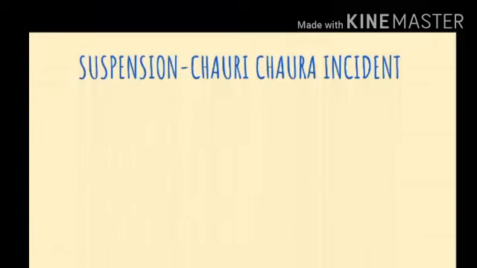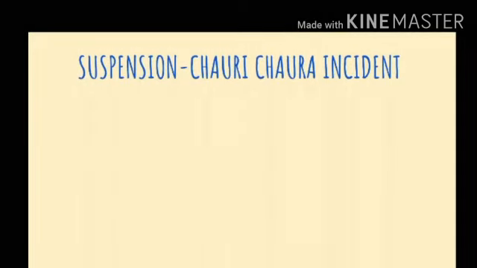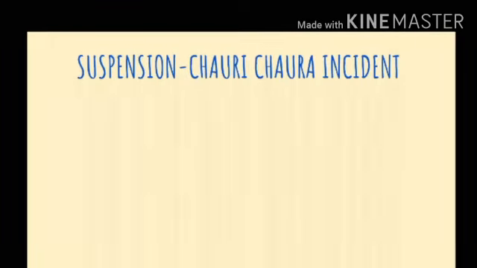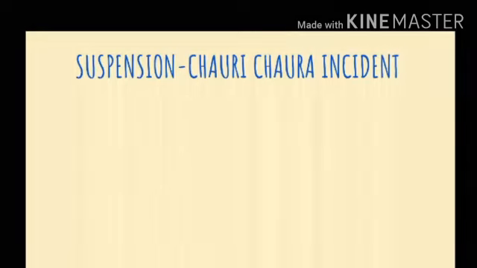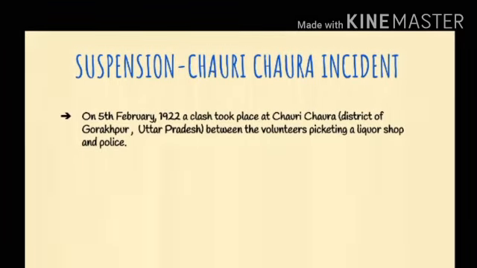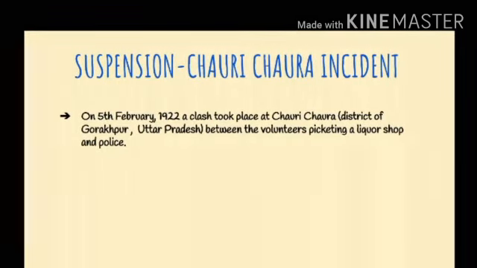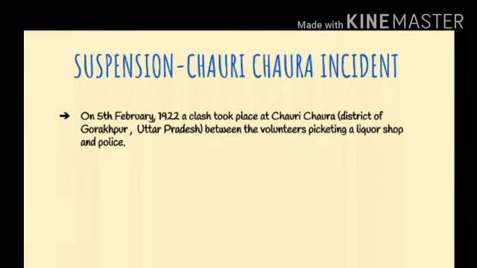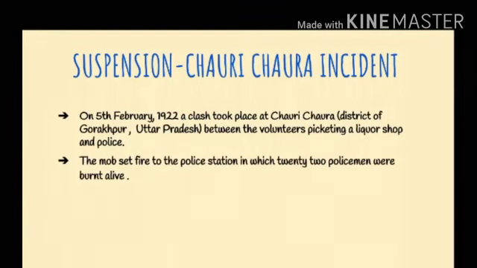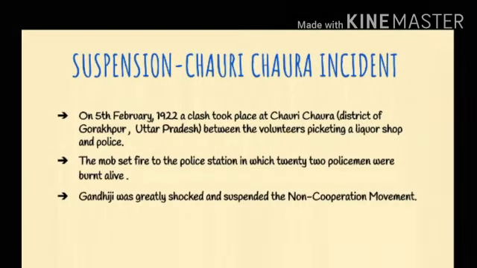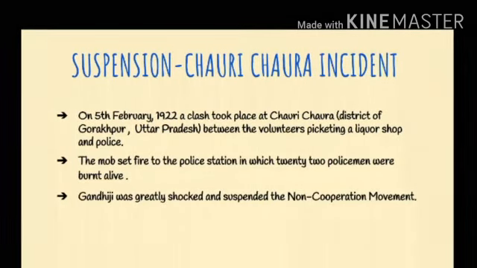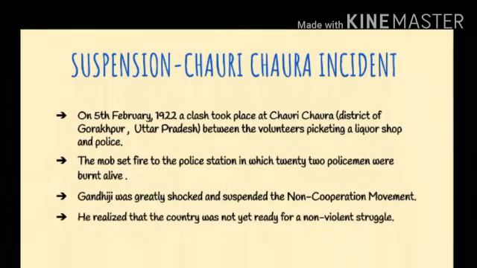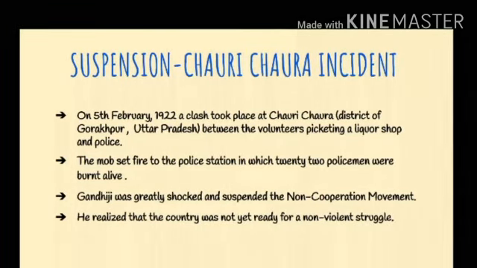Suspension of the non-cooperation movement. The Chauri Chaura incident occurred in 1922 when the non-cooperation movement was at its peak. On February 5, 1922, a clash took place at Chauri Chaura in Uttar Pradesh in which 22 policemen were burnt alive. Gandhiji was greatly shocked and he suspended the non-cooperation movement. He realized that the country was not yet ready for a non-violent struggle.